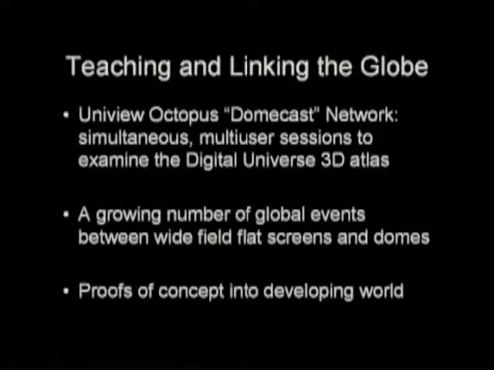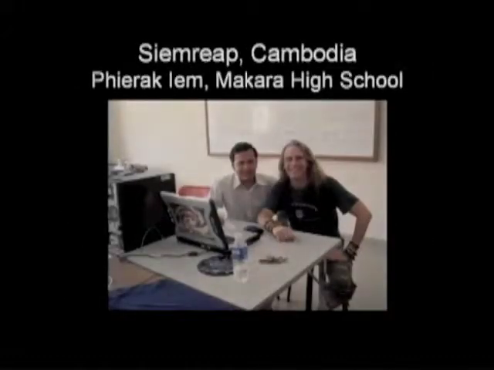And so we've endeavored with the UniView software to make it networkable for multiple users around the world. And so we're using this feature called Octopus to domecast a network for simultaneous viewing around the world. So multi-user sessions to examine the universe in 3D. And the idea of having networking is that we can bring the facilitator, the scientist, lecturer, in from wherever they may be in the world. And so we have a growing number of these going on.